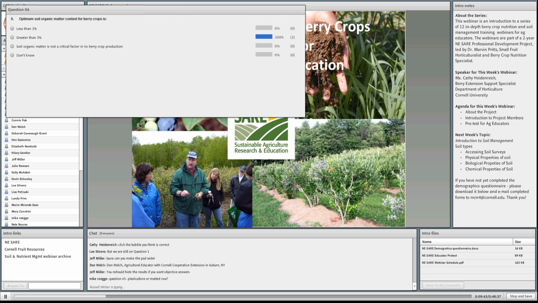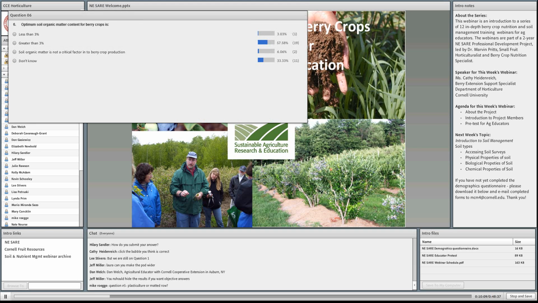Optimum soil organic matter content for berry crops is less than 3%, greater than 3%, soil organic matter is not a critical factor in berry crop production, or don't know or no vote. All right. Okay, very good. Thank you very much.